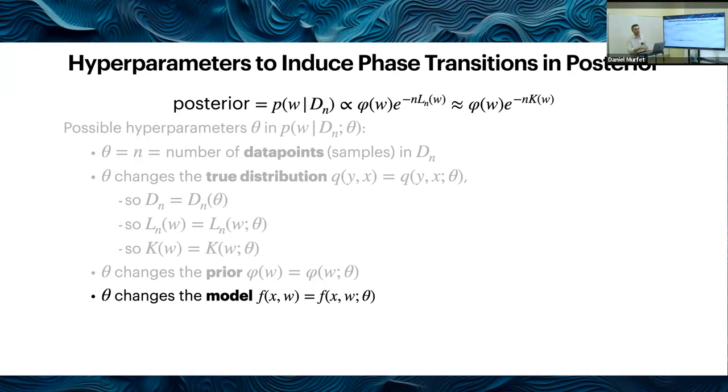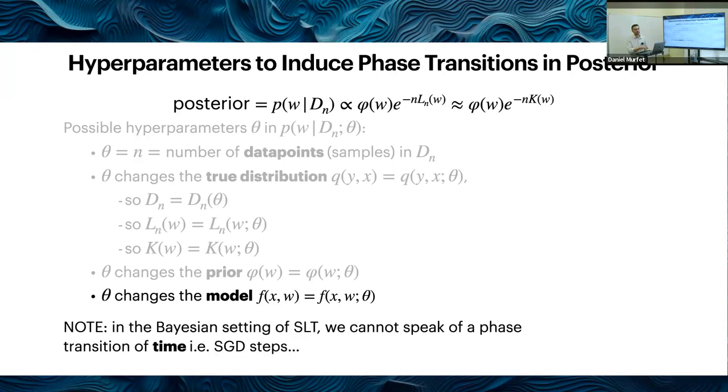Note here, though, because we are in the Bayesian setting, i.e. in SGD steps. Not yet, anyway.